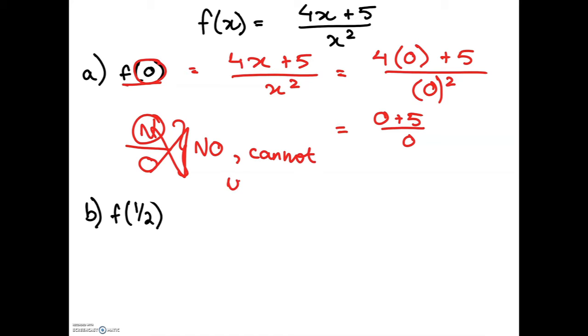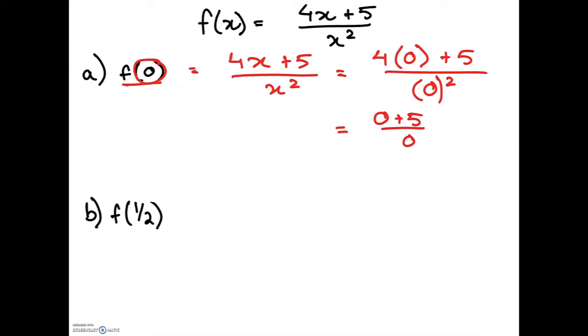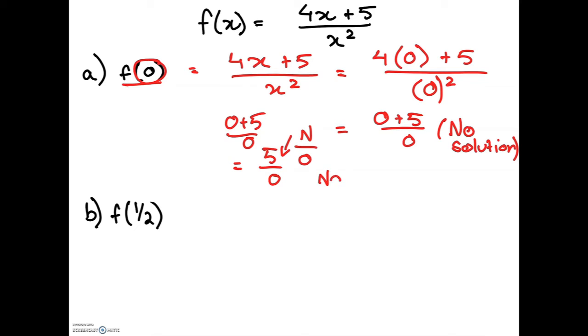And the answer will be undefined. Undefined basically means no solution, so you can just write no solution for the answer. So for this equation, the answer is no solution. Why? Because 0 plus 5 over 0 is equal to 5 over 0, and 5 is a number. When it's a number over 0, it spells out no, so you cannot include it. I hope that makes sense.